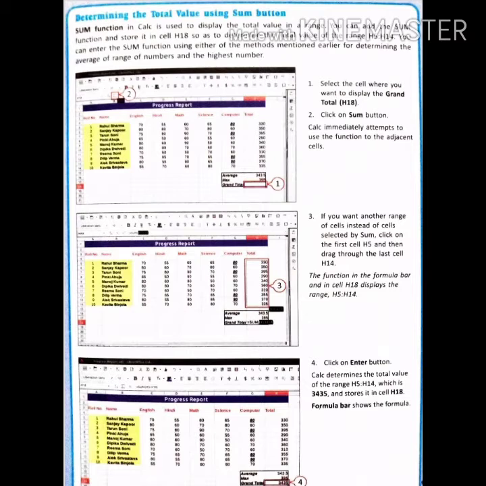Calc determines the highest value in the range H5:H14, which is 395, the value in cell H7, and it is displayed in cell H17. The formula bar shows the formula.